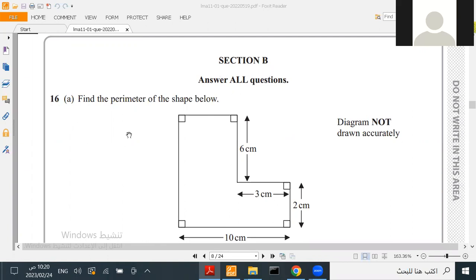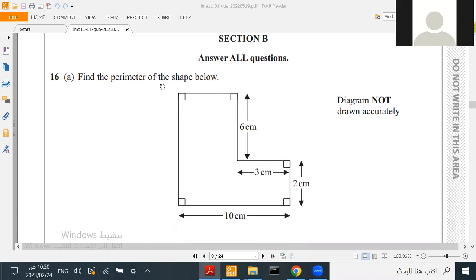We're going to start section B, 2022 paper, question 16. Find the perimeter of the shape below. I have a shape here and we want to find its perimeter. Now, how can I do this? First, I have to know each side's length.